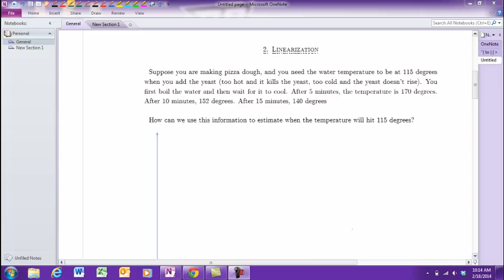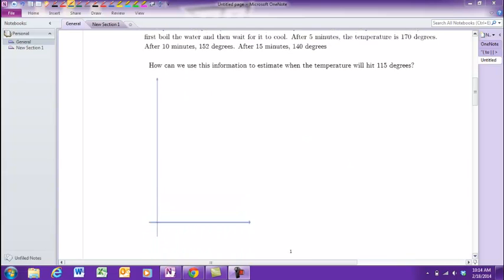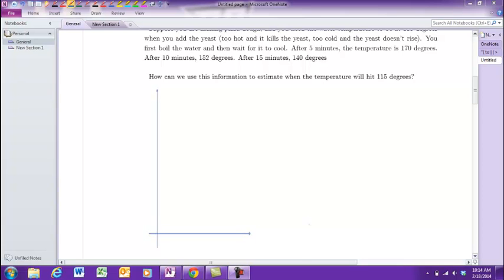So first you boil the water, and then you wait for it to cool. And you've got your little temperature gauge in this pot of water. After 5 minutes, the temperature is 170 degrees. After 10 minutes, it's 152 degrees. And for 15 minutes, it's 140 degrees. And then your son comes in, and he throws a ball, and it knocks the thermometer out of the pot, and it breaks on the floor. And while you're putting your son in timeout, you think to yourself, how am I going to figure out when this temperature will actually hit 115 degrees now that I don't have a thermometer anymore? So we want to use this information to estimate when the temperature will hit 115 degrees.